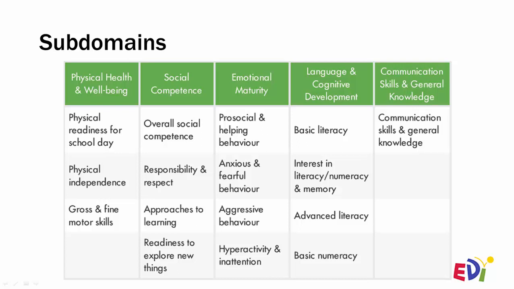Each of the 5 domains is comprised of subdomains, which have several questions on the EDI instrument. The Offord Centre calculates a score out of 10 for each domain using the questions and subdomains. For today's webinar, though, we're going to focus on the 5 domains as well as children who are vulnerable on one or more domains.